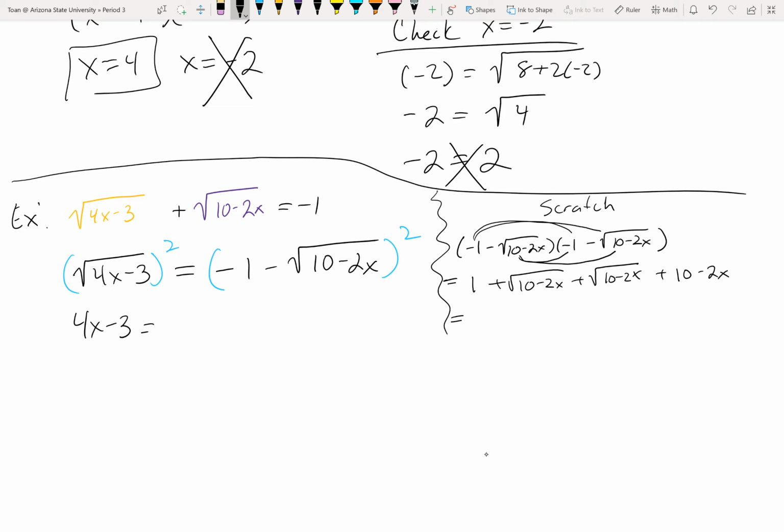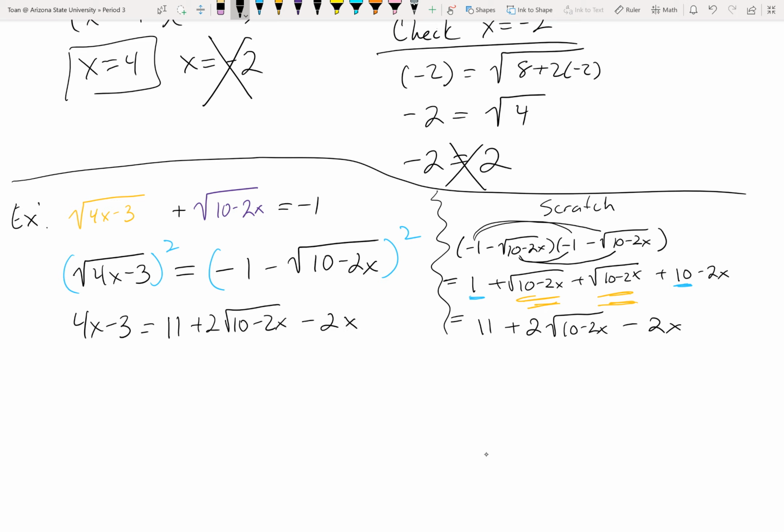So go ahead and combine like terms. We only have two pairs here. The 1 and the 10 are like terms, and this radical bit here is like terms with this radical bit. So we have 1 plus 10 is 11. This radical plus another radical is two radicals. And then the minus 2x is all by its lonesome self. So all of this scratch work is what should be on the right-hand side of our equation. So the right-hand side should equal 11 plus 2 rad 10 minus 2x minus 2x.